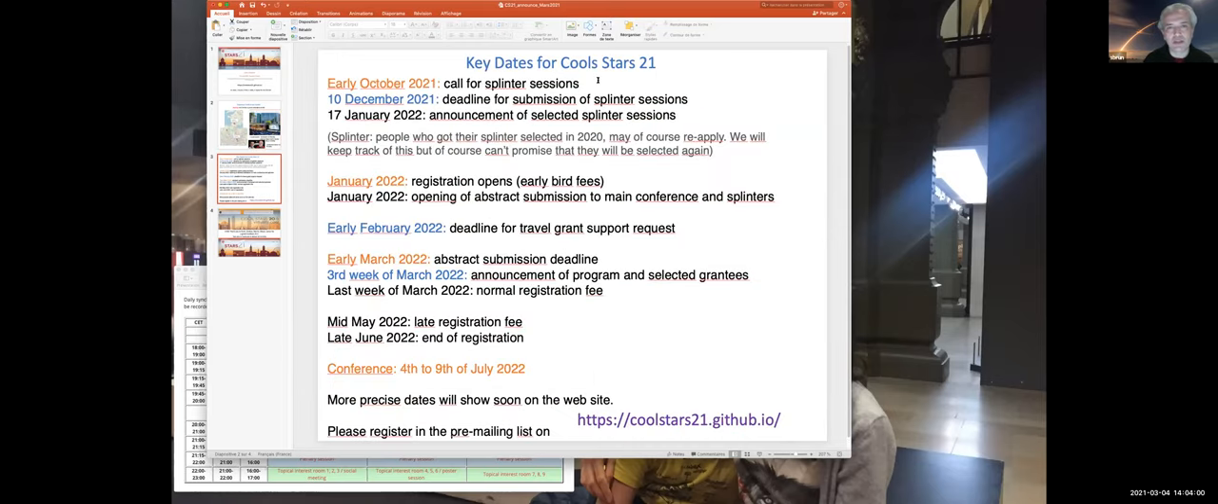So some key dates for Cool Stars 21. In early October of this year, 2021, we will call for splinter sessions. And the deadline will be the 10th of December. I want to say to people who have already proposed splinter sessions for the 2020 event that we are going to reopen the splinter sessions. Of course, we will keep track of the ones who have already applied, if they reapply, but we can't promise they will be selected again. We want to reopen the competition because 4 years have passed by, so it may be important to reopen. But of course, you're most welcome to reapply and we will consider that highly.